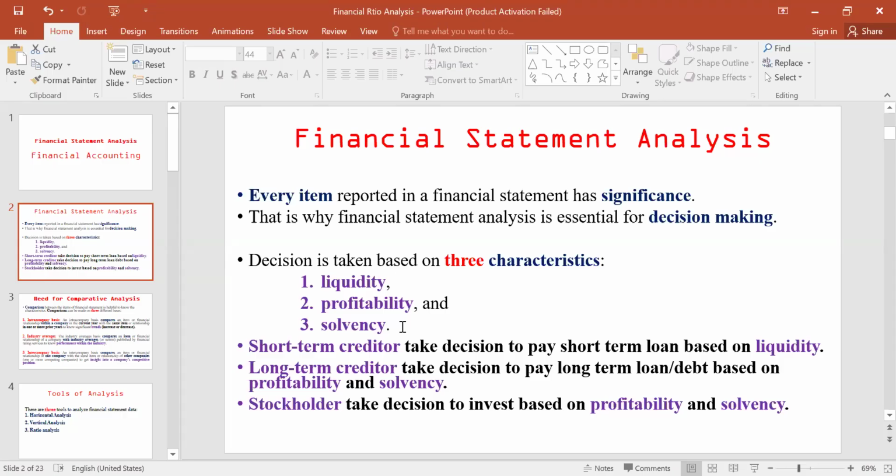Another is solvency. Solvency displays the survival of the company on a long-term basis. There are some techniques or tools to determine solvency analysis, profitability analysis, and liquidity analysis. We will discuss them gradually, one by one.